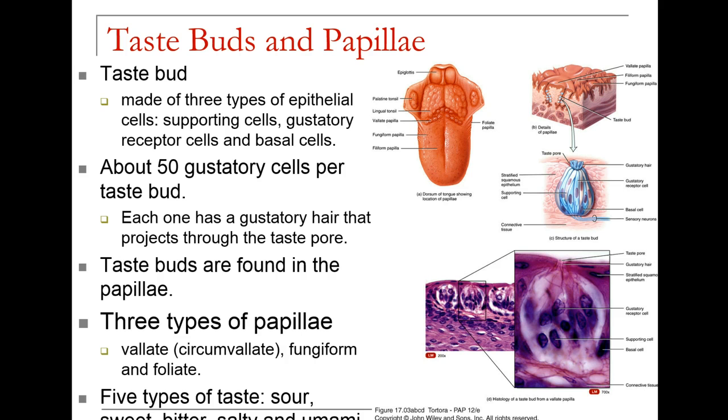Once again, it's a chemical sense, but you have small little areas of the receptor cells, the supporting cells, and the basal cells, and they sink down below the surface of the tongue, below even the surface of the lingual papillae. So if we look at this figure right here, you can see the surface is up at the top, and then the taste bud is sunk all the way down below that.